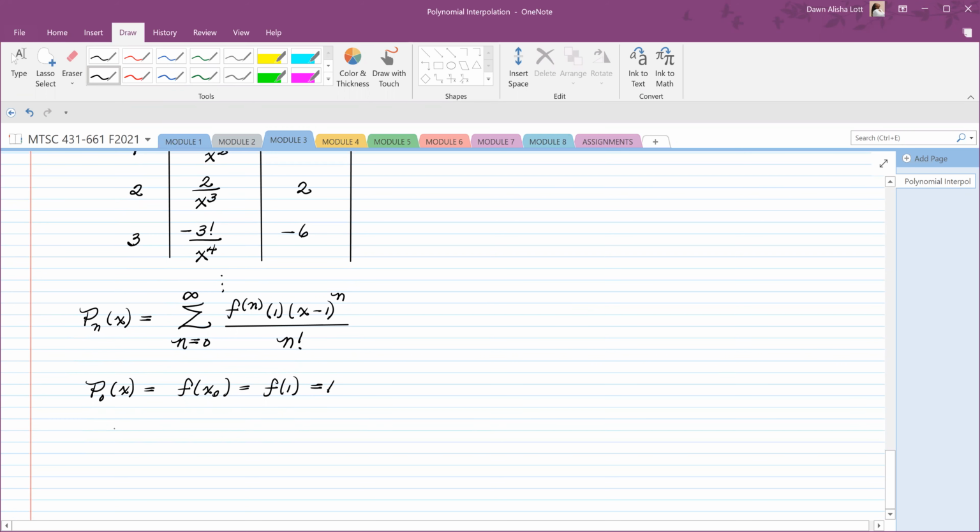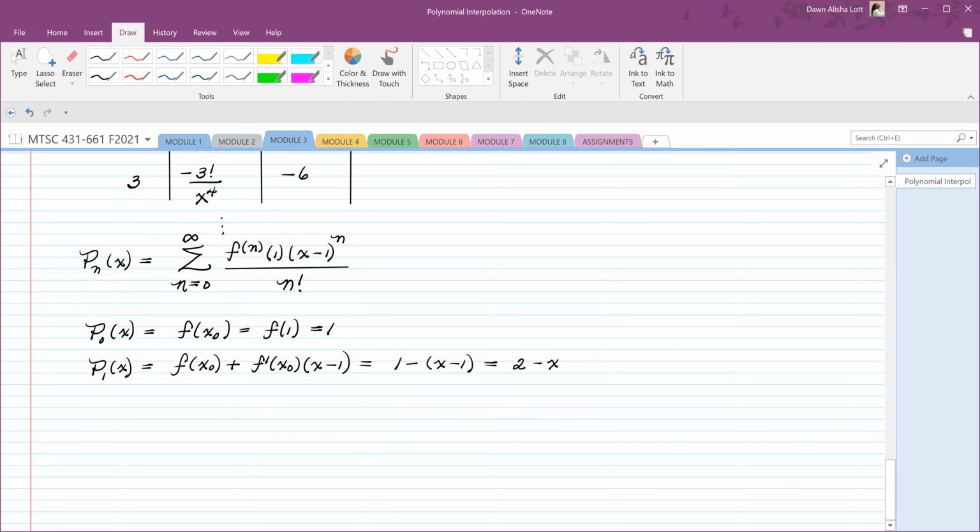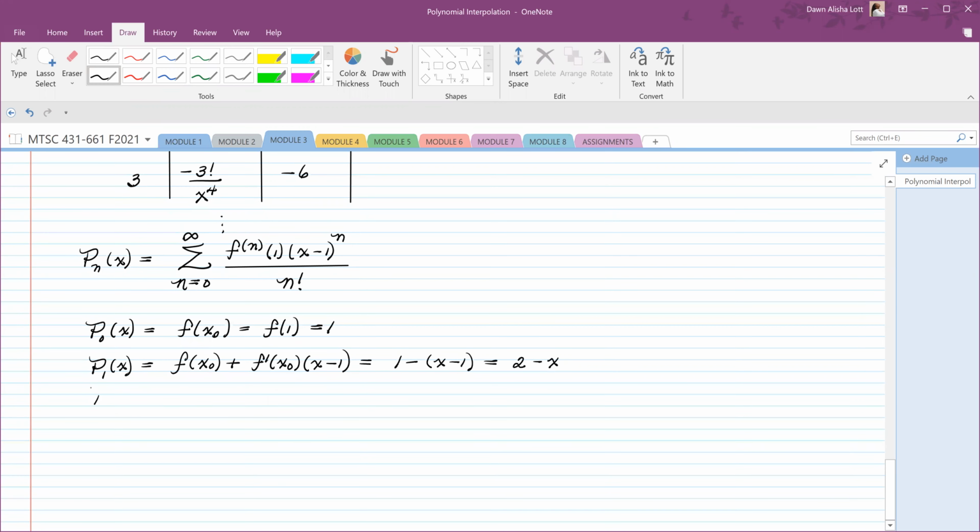P1 of x says take f of x naught and add f prime of x naught times x minus 1. So this polynomial comes out to be 1 minus 1 times x minus 1. So this comes out to be 2 minus x. So that's a linear approximation. We can find a quadratic approximation.